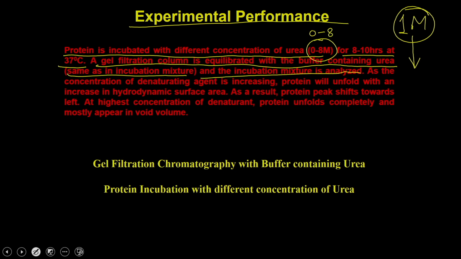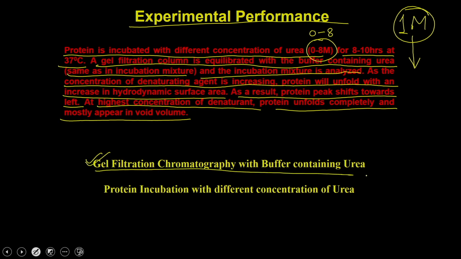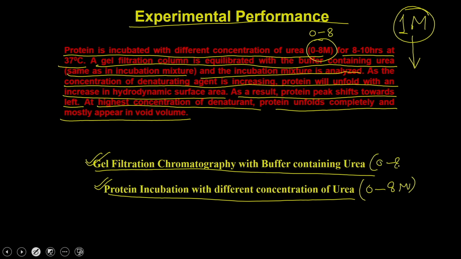results. As the concentration of the denaturing agent is increasing, the protein will unfold with an increase in hydrodynamic surface area. As a result, the protein peak will shift towards the left. At the highest concentration of denaturant, the protein unfolds completely and mostly appears in the void volume. So, what you are supposed to do? You are going to do a gel filtration chromatography with the buffer containing urea, and you also have to incubate your protein with different concentrations of urea, from 0 to 8 molar urea. Now, how will the results come?